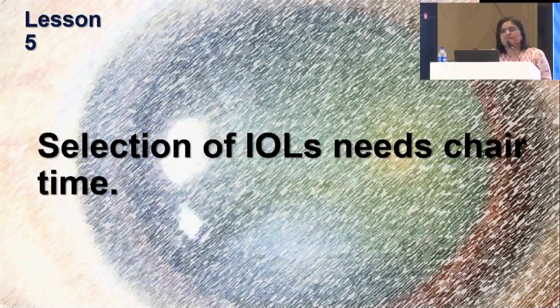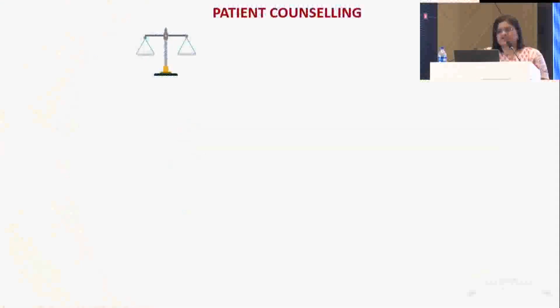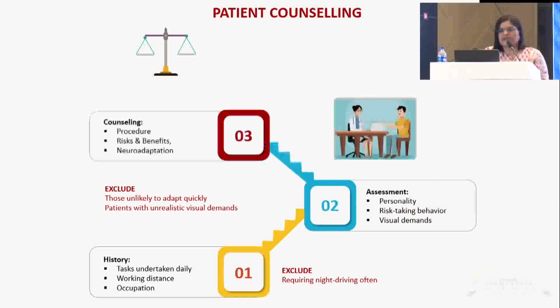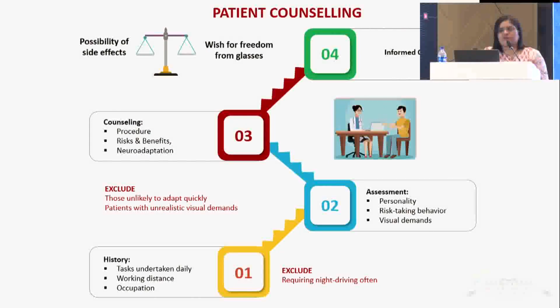Coming to lesson number 5, selection of IOLs needs chair time. Now patient needs counseling. We have to see what kind of work they do, what kind of a personality they have, and we have to counsel about the procedure, the risk benefits, and the neuroadaptation, and also take informed consent. We have to also understand how much they are willing to use glasses or not.